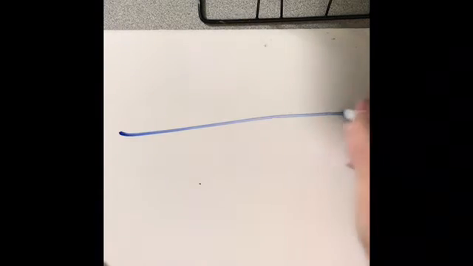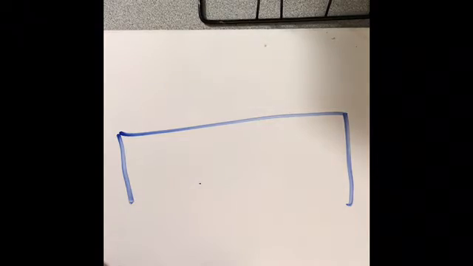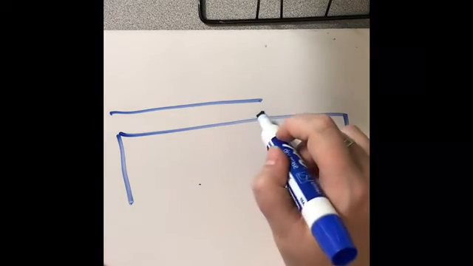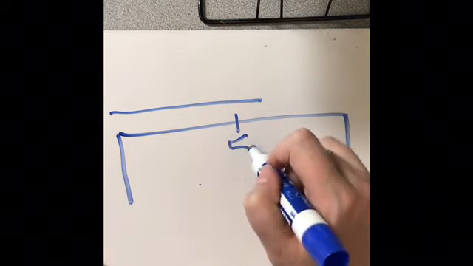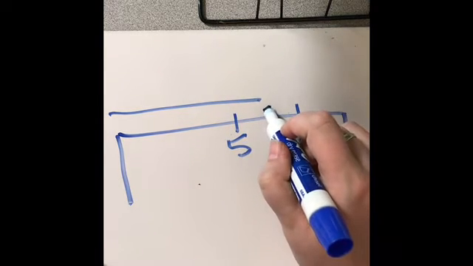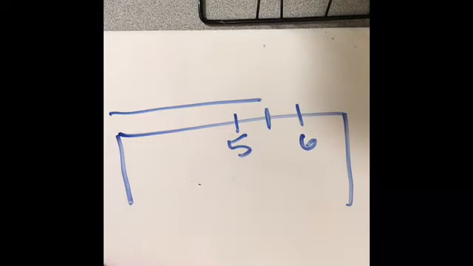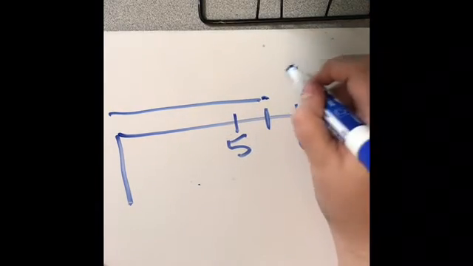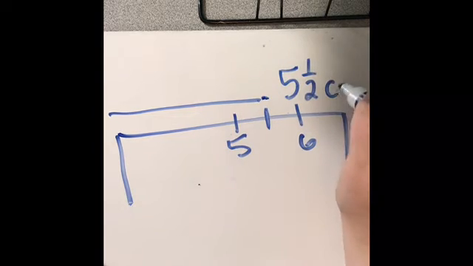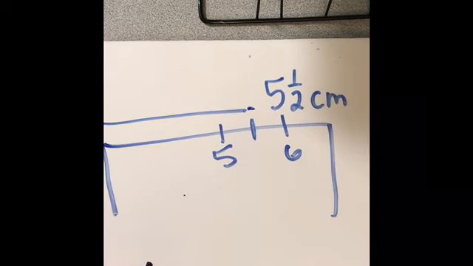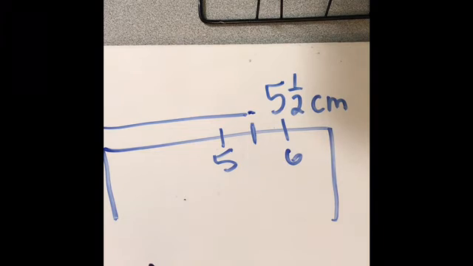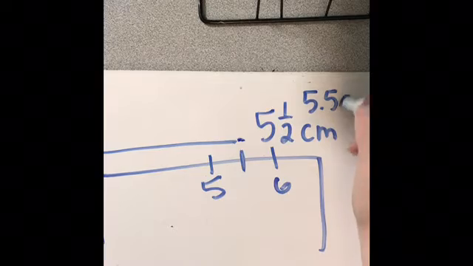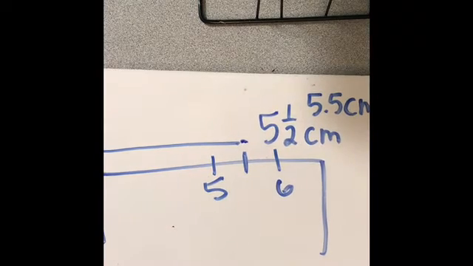So if I can just zoom in on that line, it looks to me like it is between 5 and 6, but maybe not quite to this halfway mark. But I would still say it's closest to the halfway mark. So I would call this one 5.5 centimeters. Does anyone know another way you could write 5.5 centimeters? You could write 5.5 centimeters. Either of these are okay.